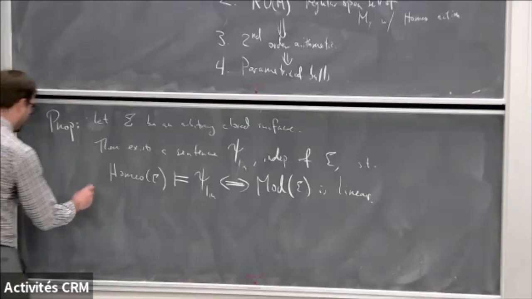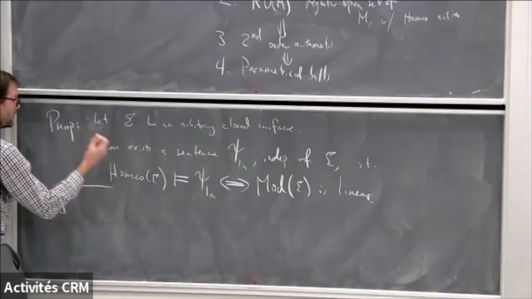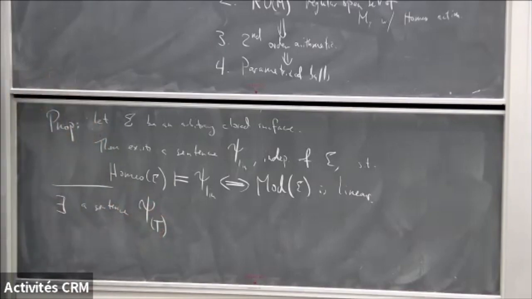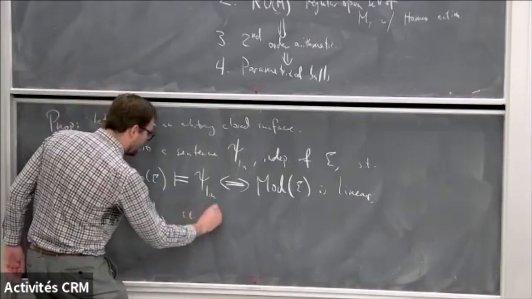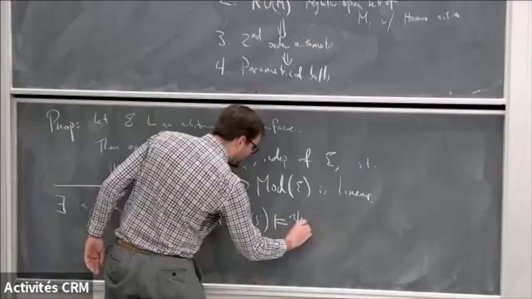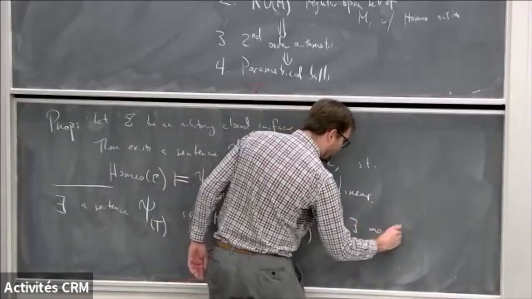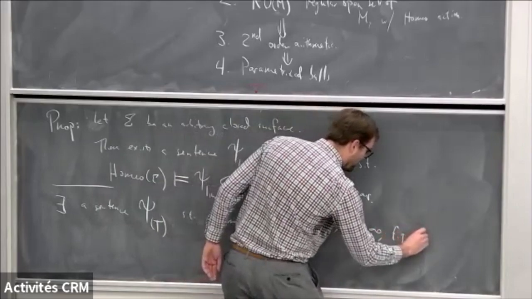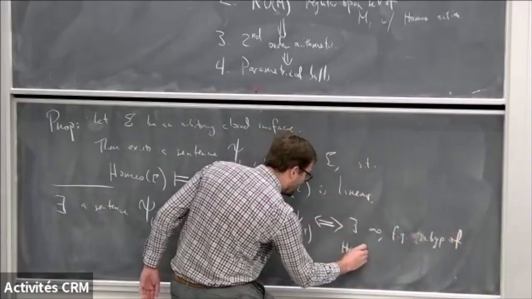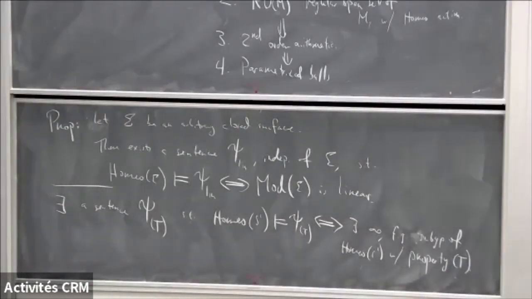Or another thing you might do is: there exists a sentence psi sub T such that Homeo of S1 models psi sub T if and only if there exists an infinite finitely generated subgroup of Homeo of S1 with property T, or some other thing that you might be able to do.